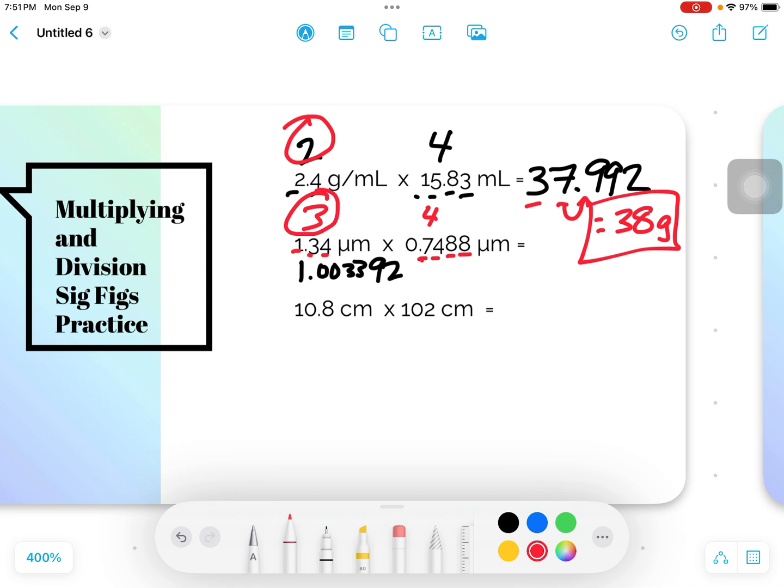So again, we go back to our number, go all the way to the beginning. 1, 2, 3. We look behind. It's a 3, so it's going to stay the same. So we have an answer of 1.00, and that would be micrometers.